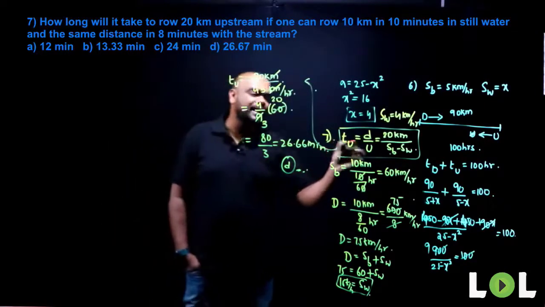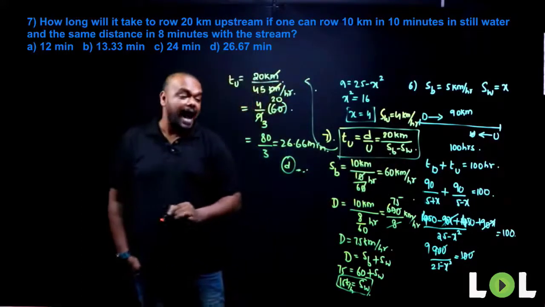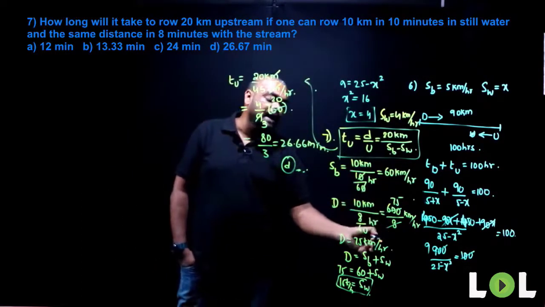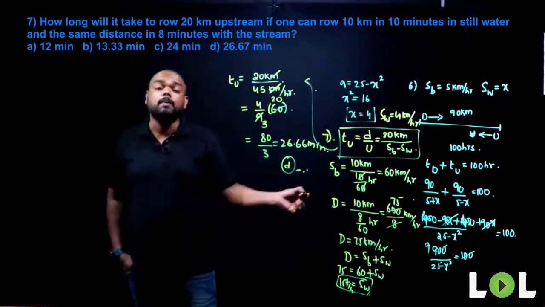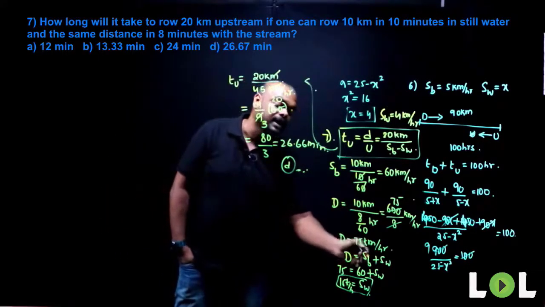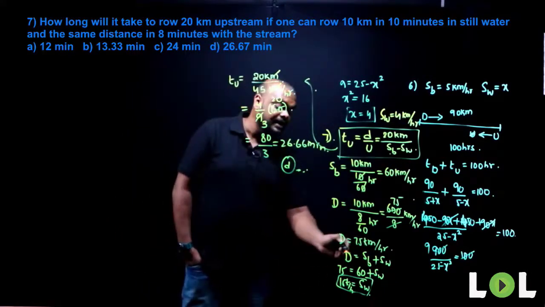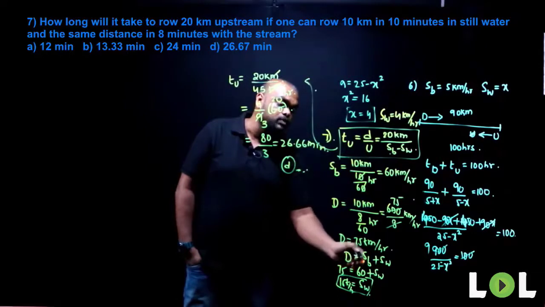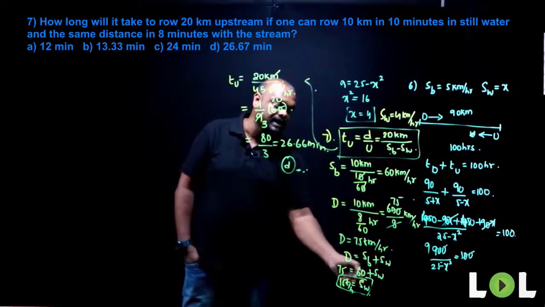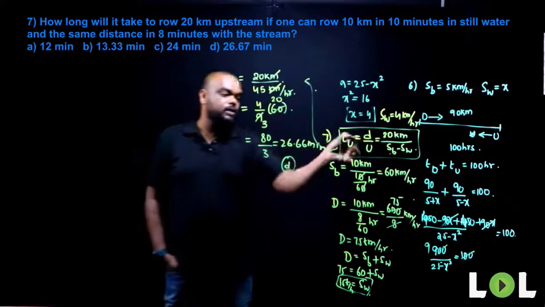Now to calculate this, I have my SB value, but I still don't have the SW value. I have the SB value, I have the downstream speed value. It means obviously I can calculate SW. We know downstream speed is SB plus SW. One of the primary identities: the D value 75 equals the SB value 60 plus SW. We'll get SW as 15 km per hour. Bring it and put it here in this equation.